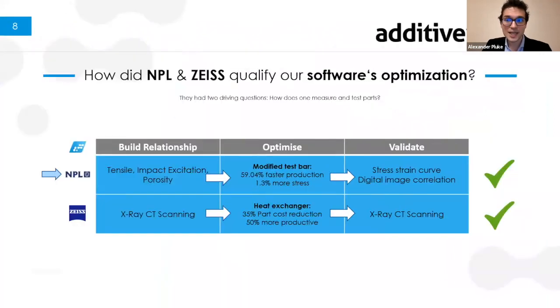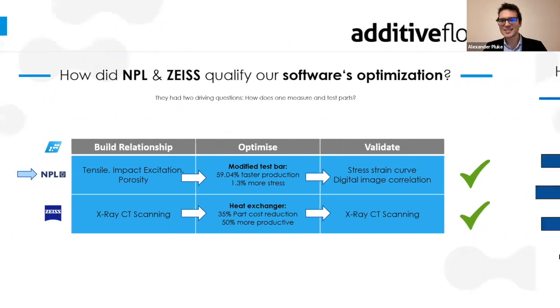But today, I'm going to hand over now to NPL and then to Zeiss, to talk about how this qualification process happened. And there's really 3 key steps that we've used to do this. We've built a relationship using different data, we've optimized, and then we validated that optimization. And what's really great here is NPL and Zeiss have done that same workflow, just using different data at different steps. So happy, Tony, to take over?